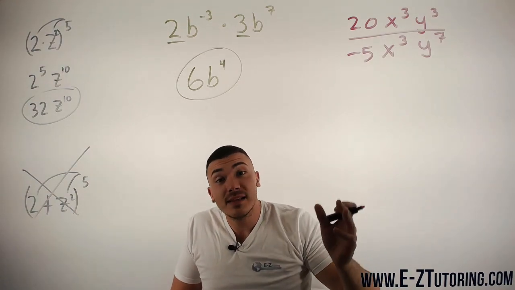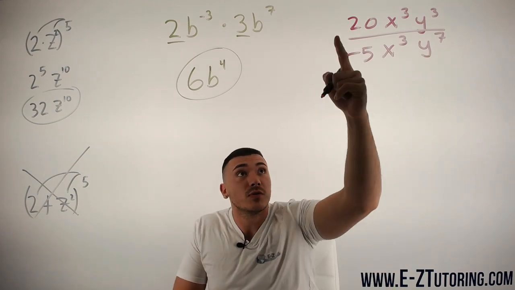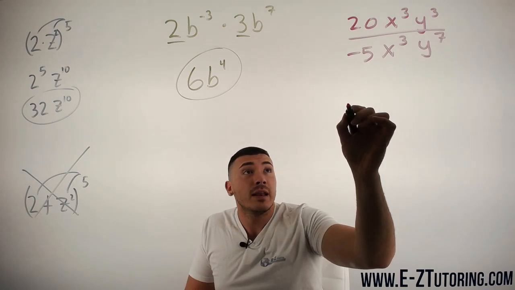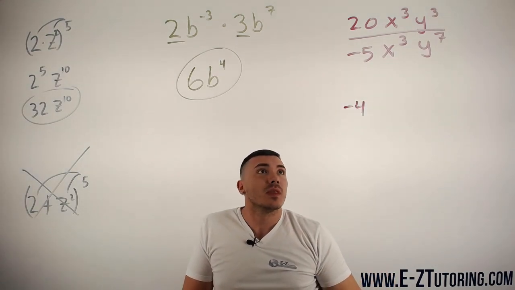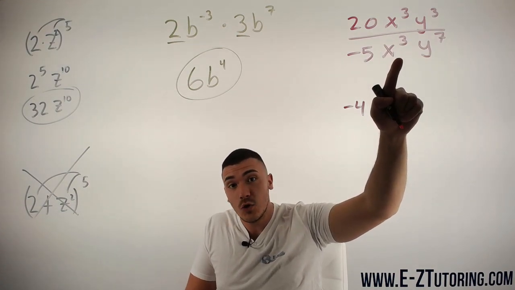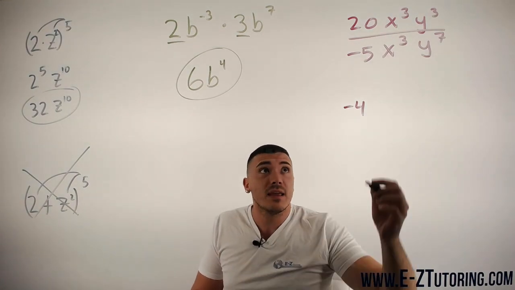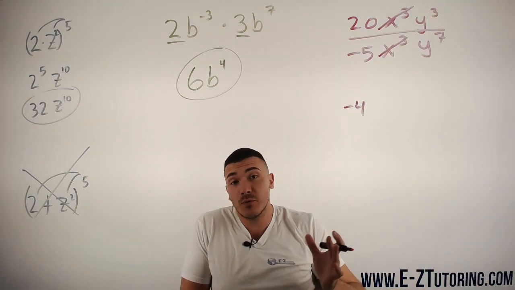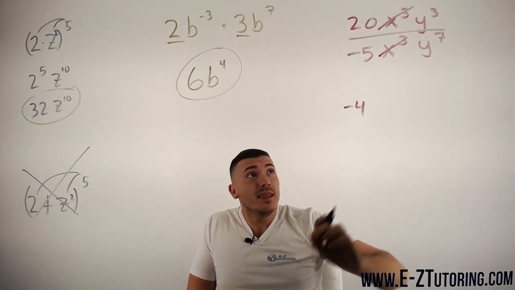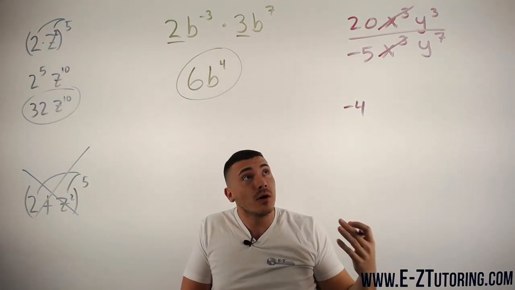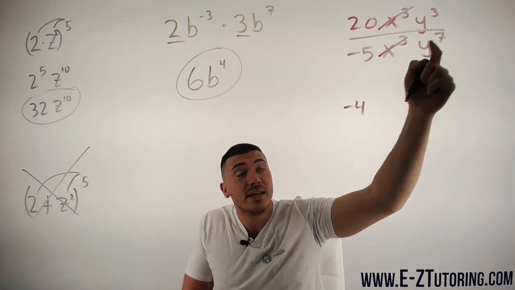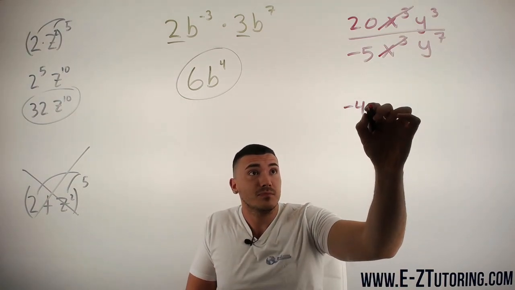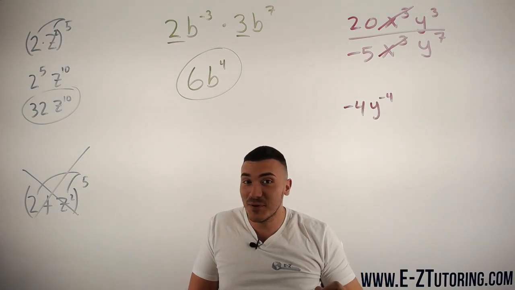So once again, let's do the numbers first and then we'll do the variables. 20 divided by negative 5 is simply negative 4. So we'll go ahead and put a negative 4. And then we have x cubed over x cubed. The same thing over the same thing. You can simply cross them out and it becomes just 1. So we don't have to worry about that anymore. And then y cubed over y to the 7, all you do is do 3 minus 7. 3 minus 7 gives you negative 4. So we get y to the negative 4.